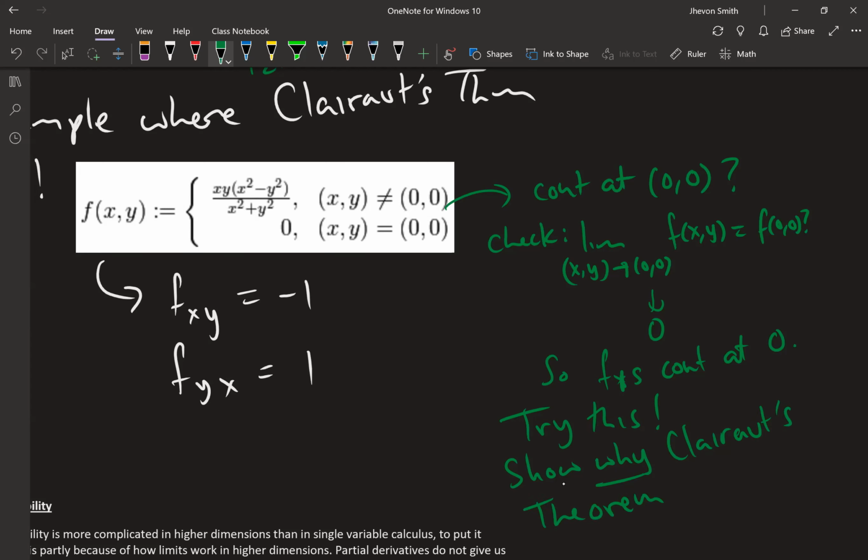Clairaut's theorem. I don't want to say it fails. It doesn't really fail; fails as in does not apply. If you tried to apply it, you would fail.